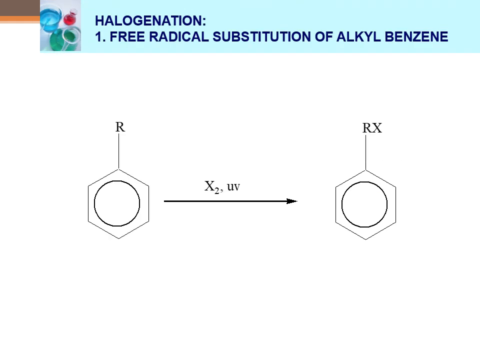Let's look at the first one. Halogenation, free radical substitution of alkylbenzene. As you can see just now, R is attached to the benzene ring. When reacted with X2 under UV light, it is going to produce a benzene ring attached to RX.